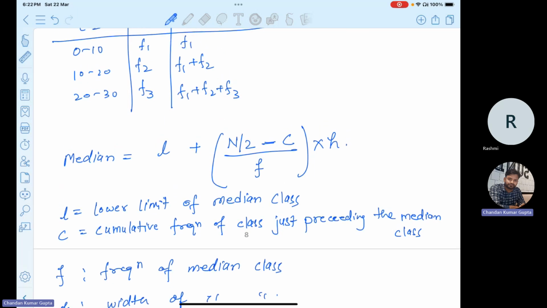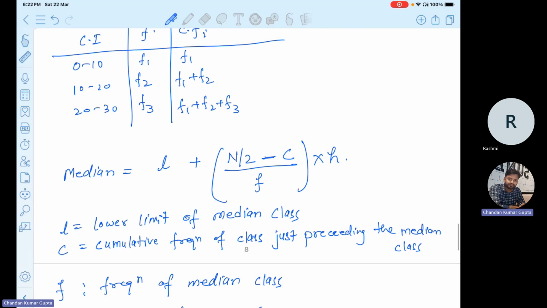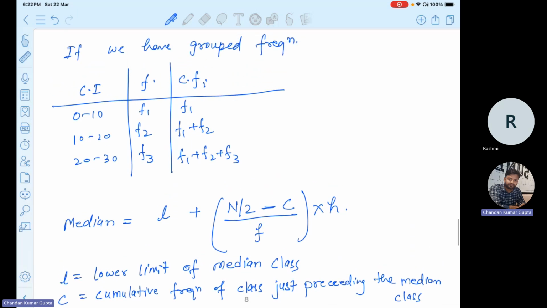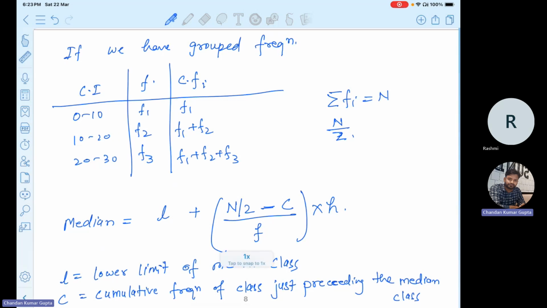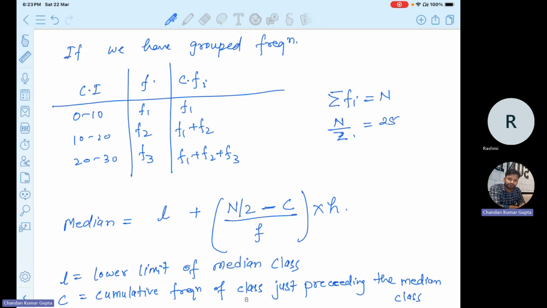Now the question is how to find the median class. The median class is found with the help of the total frequency. Here the total frequency is summation Fi, which can also be denoted with capital N. Since we are going to find the median, that means the half, the mid value, we divide N by 2, and then we check the N by 2 value. Suppose it comes out to be 25, for example.